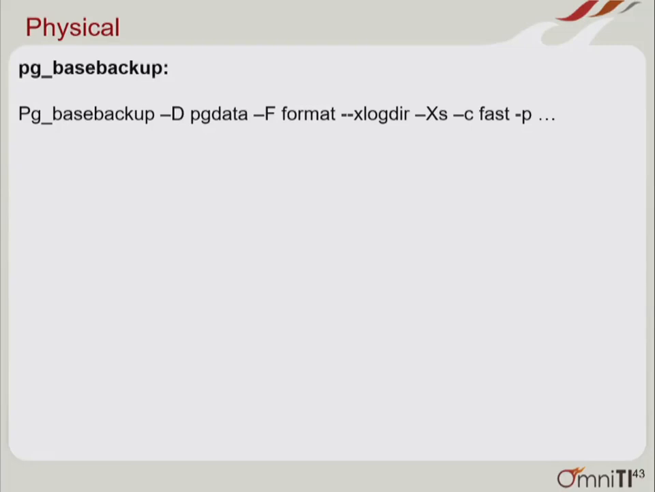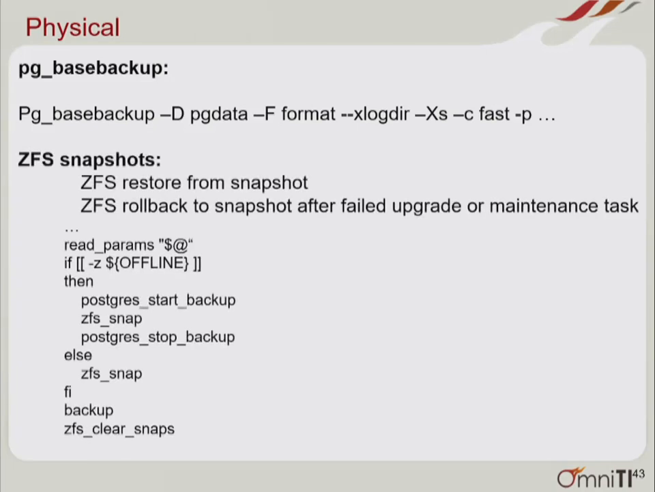Physical. This is literally the pg_basebackup command that you can just run and get a base backup. Make sure you have the -X option set that basically says keep streaming the WAL files to wherever I'm sending the base backup. So that is particularly important.